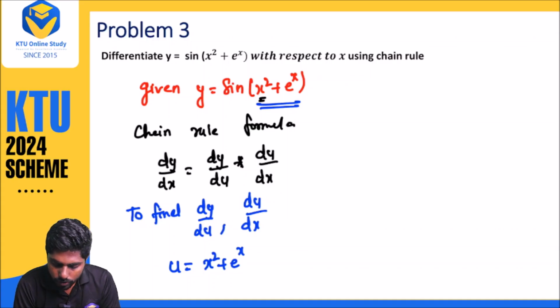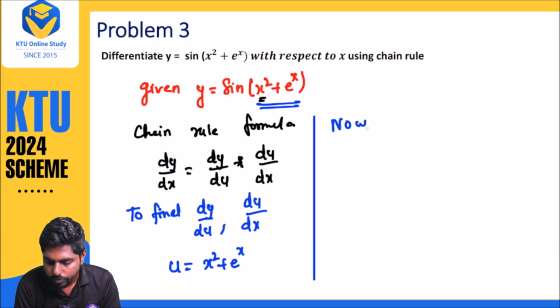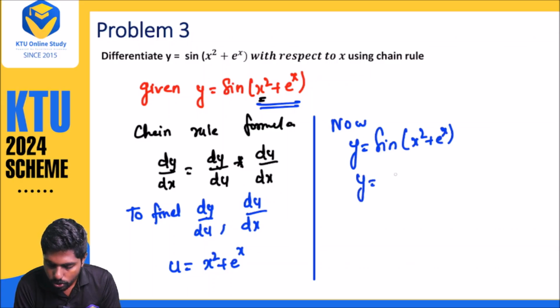So now what will happen? Now y is equal to what? Sine of x square plus e power x. So y is equal to, what will happen?